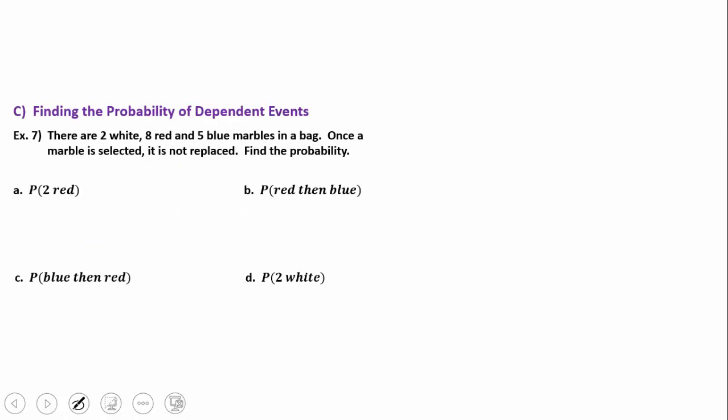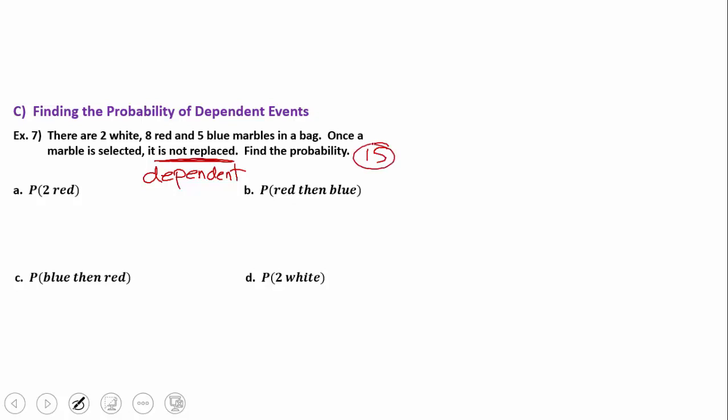So we're going to find the probability of dependent events. In example 7, there are 2 white, 8 red, and 5 blue marbles in a bag. Once selected, the marble is not replaced. Find the probability. So first of all, that's pretty key: not replaced. Anytime something is not replaced, you automatically know it's dependent. Because I need to know the total number of possible outcomes, I have to count them up. 2 plus 8 plus 5, that's 15. And so here we go.